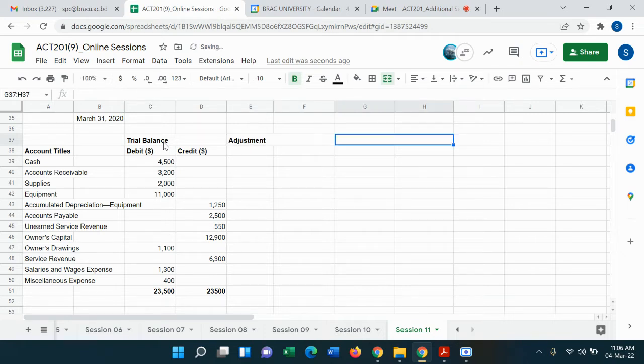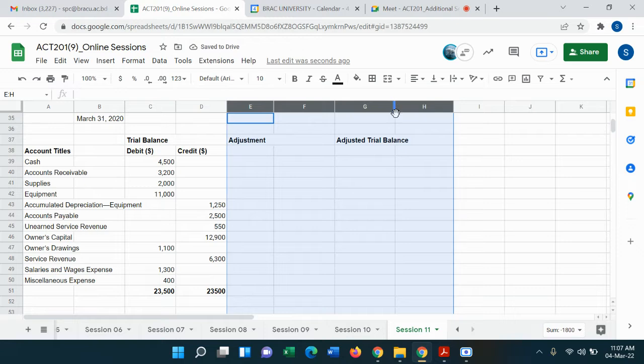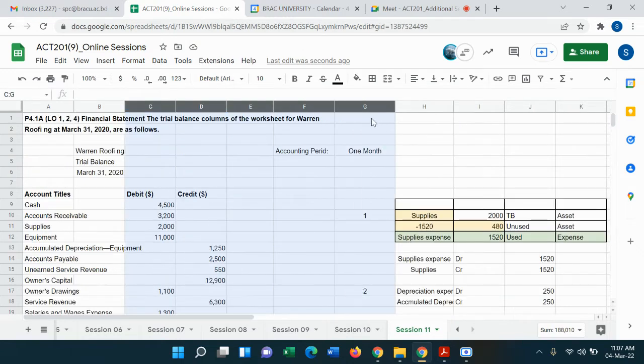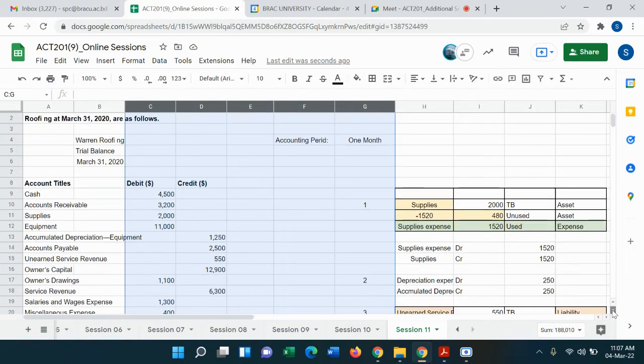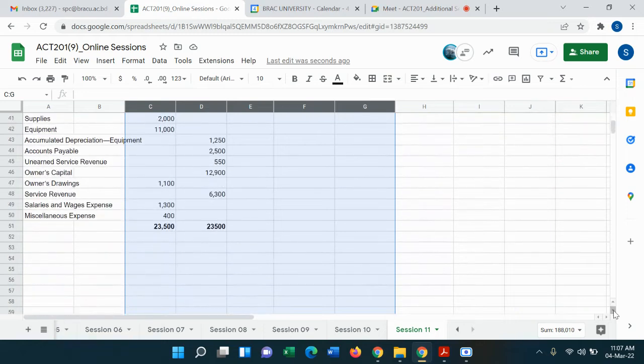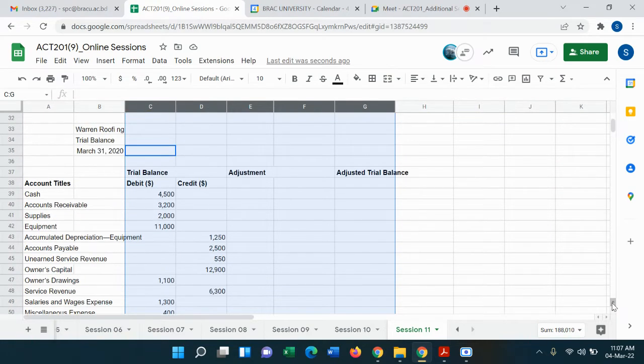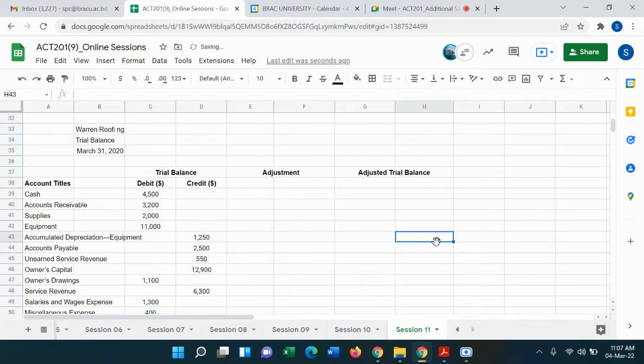Sir, what is accrued salaries? Anyone can help your friend? Unpaid salaries. The salaries which are not given. Yes, unpaid salary, or the salaries which have not been given. That means you already got the service from your employee, but you have not provided the amount yet. That is known as accrued salary.